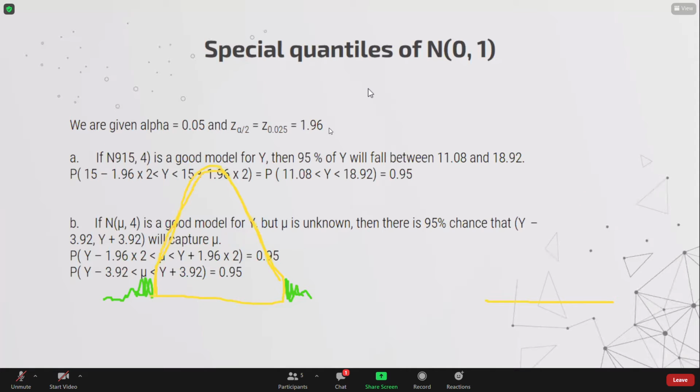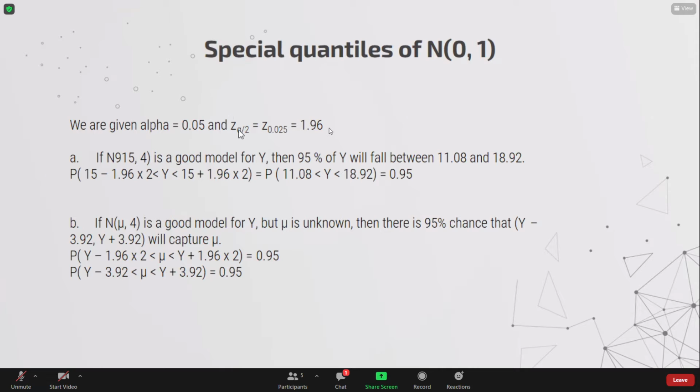Now, let me clear that up. We are going to do an exercise. It's not such an exercise, just to explain to you how the theory goes to the more practical side and doing the exercise. For example, we are given that alpha equals 0.05.